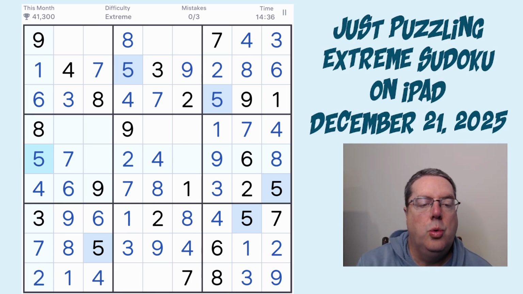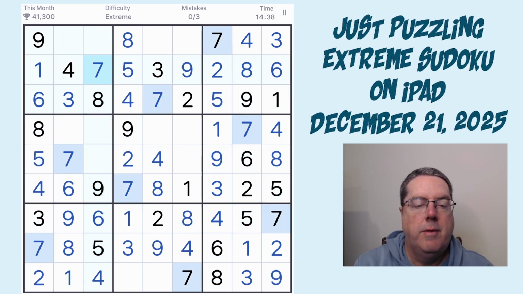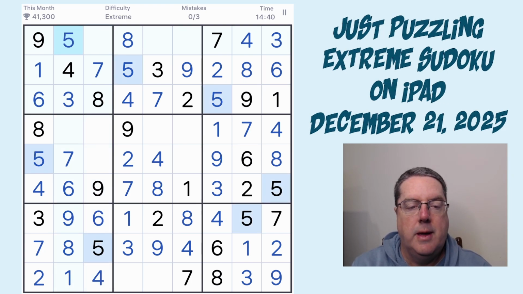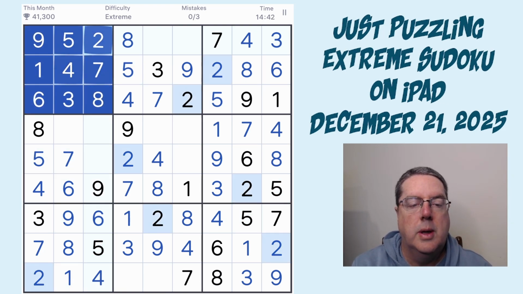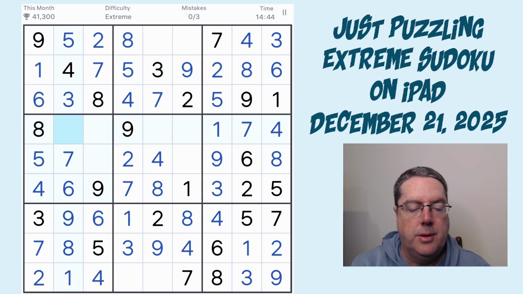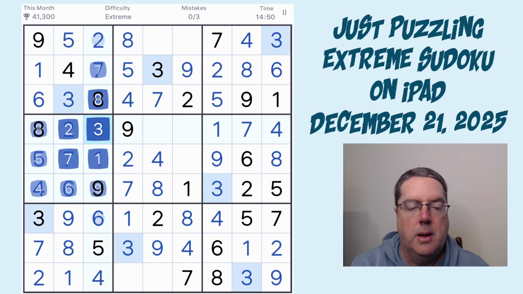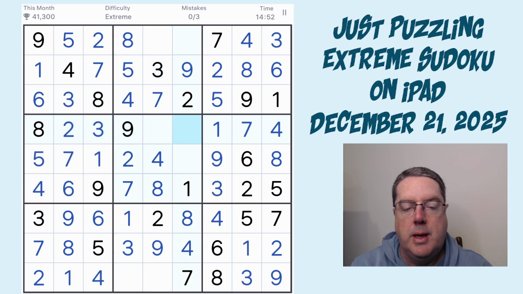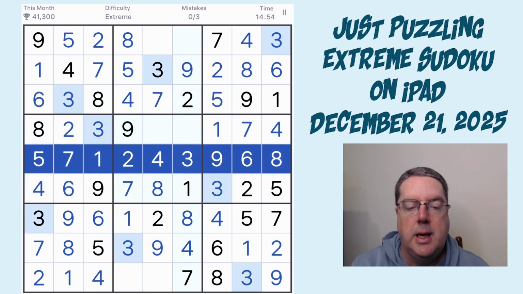So 2 and 5 at the top. 5 can't be there, so that's a 5 there, leaving this to be a 2. 2 comes down here, so that's a 2 there. 1 comes across here, so that's a 1 there. 1, 2, 3. So 3 comes across there. 3 comes across here, so this is a 3 here.